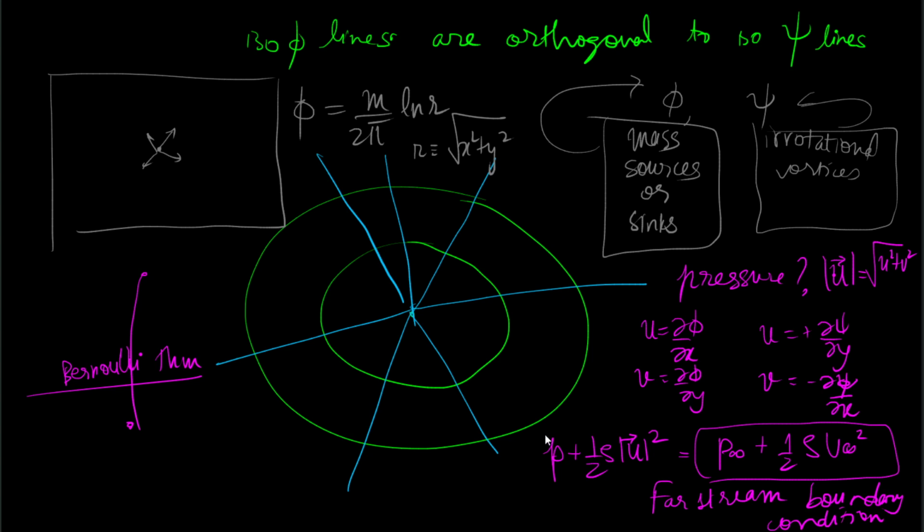So all this would be very much clear by means of examples, but all you need to remember is that in the domain you can make use of p plus half rho mod u square plus rho gz. Usually you are all sitting in a single plane. All these are two-dimensional flows. So the influence of z is typically not required because you are only having two dimensions, and this will be constant. All right.